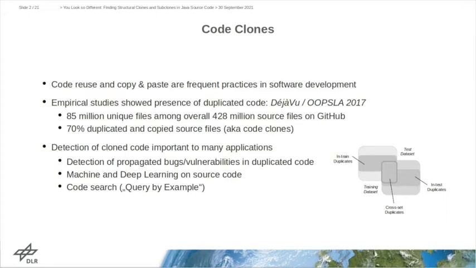Considering the omnipresence of cloned code, its detection is important for a number of applications. With code, also bugs and vulnerabilities can be duplicated. Detection of code clones allows for searching and finding similar code in code repositories. Clone detection is also important for the application of deep learning on code, as code duplicates present in training and test datasets can introduce severe bias in the trained models.